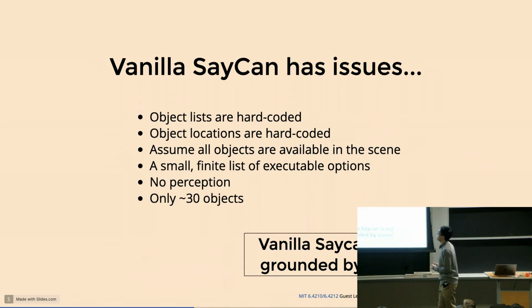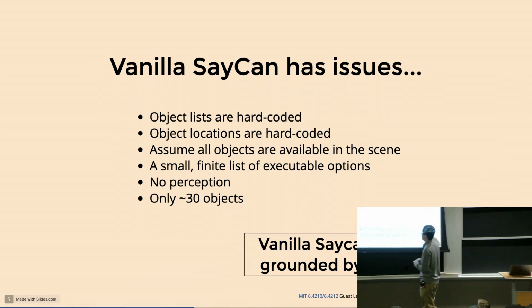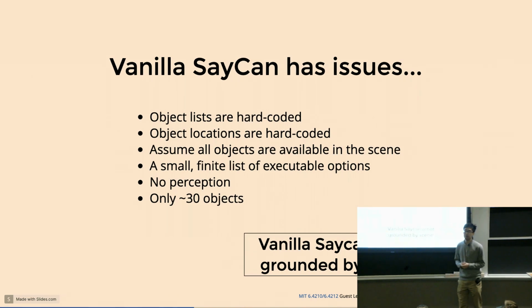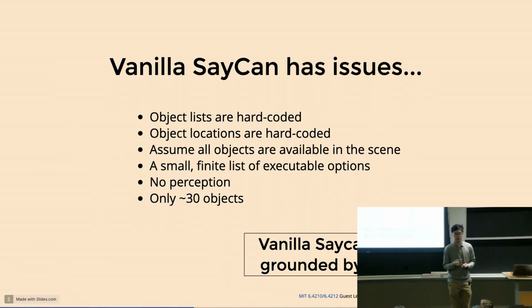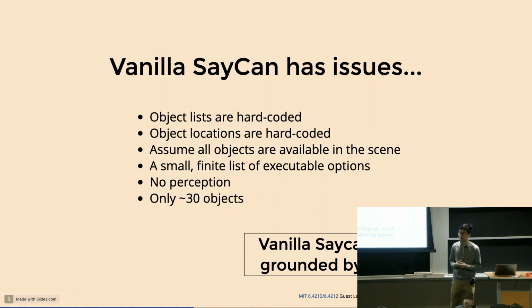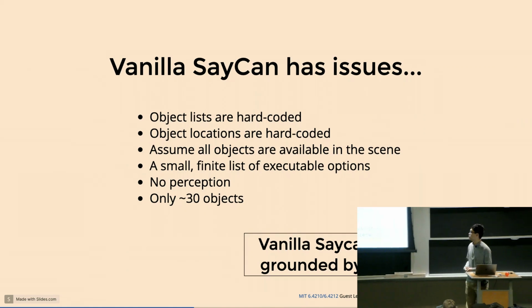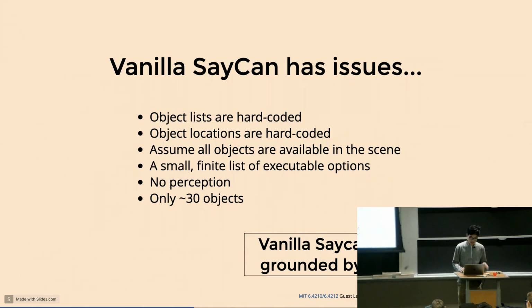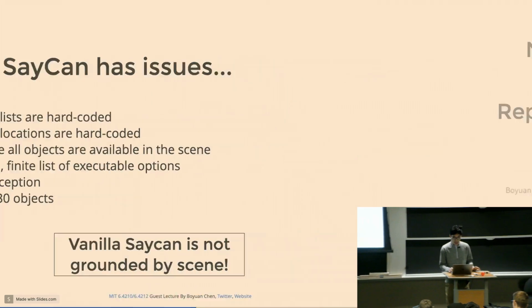And also, it assumes that all the objects are available in the scene. This is really bad because if my robot wants to look for some fruit, and it goes around the room and doesn't find an apple, it should not output done. Instead, it should try to propose something alternative, for example a banana, and search for a banana in the room instead. So this is really bad. Finally, it doesn't have perception, so it's still quite limiting.